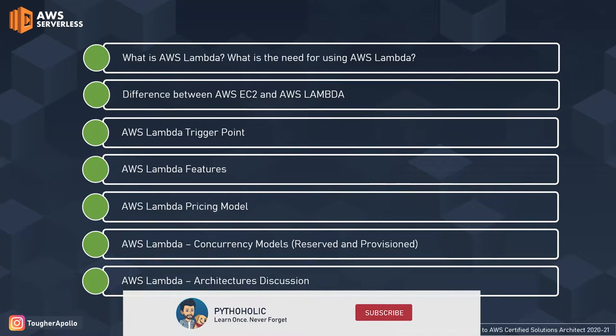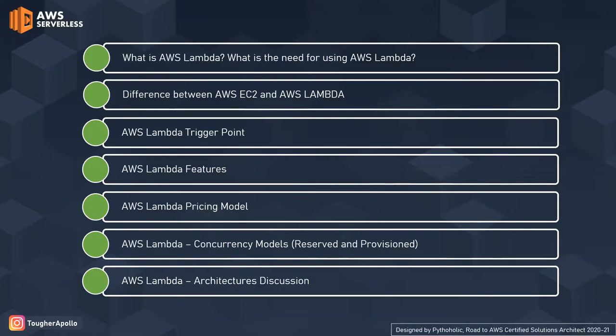And we'll also have some mathematical calculations that we will do for the pricing model that we have for AWS Lambda. And also in the next session, I'll cover a very important topic, that is basically your concurrency models, where we'll cover both reserved and provisioned. And then at the end, we will discuss architectures and designs for AWS Lambda.